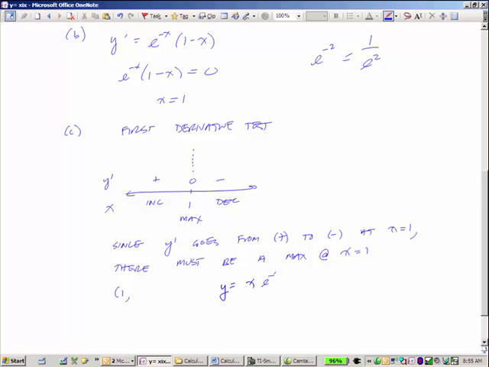x e to the negative x. So that's, David says, 1 times e to the negative 1, which is 1 over e. So the maximum occurs at (1, 1/e).